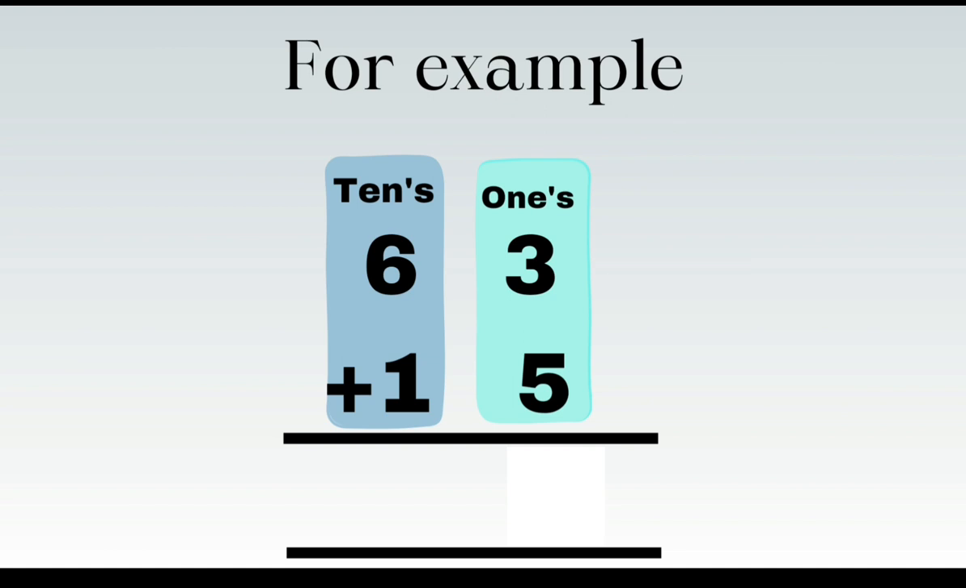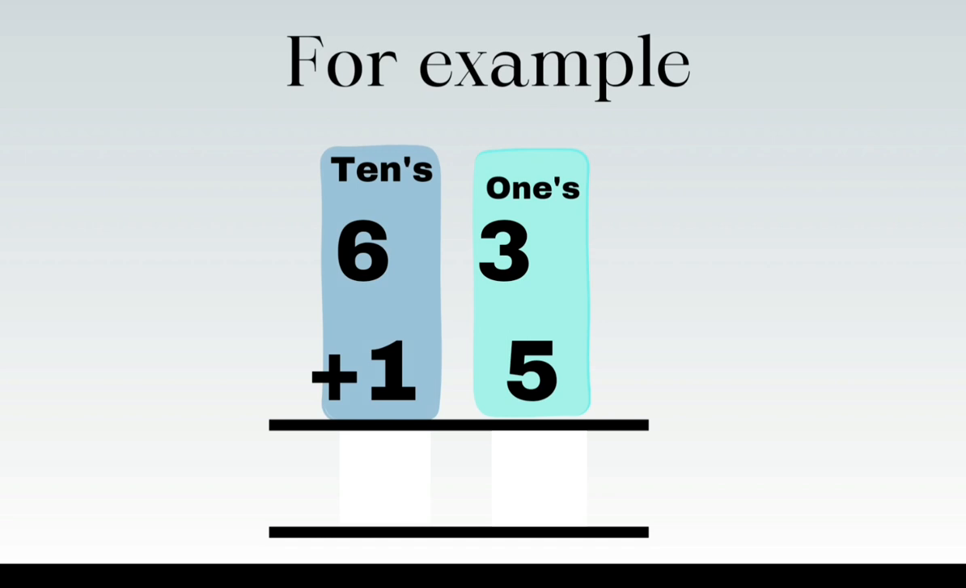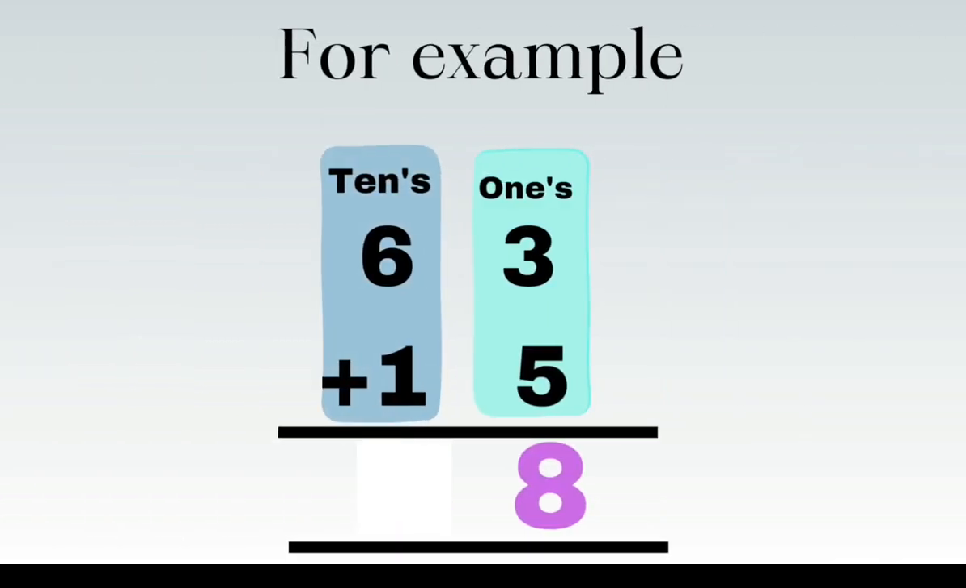3 plus 5 is equal to 8. 6 plus 1 is equal to 7. The answer is 78 by adding 63 and 15.